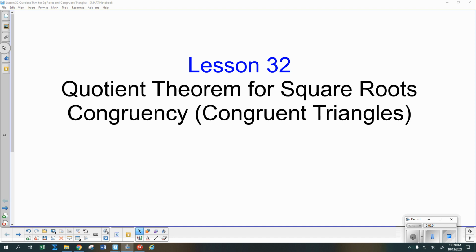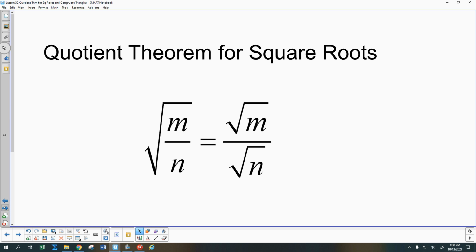In lesson 32, we're going to simplify some more square roots, and we're also going to talk about congruent shapes, especially congruent triangles. So today we're going to be talking about square roots of fractions. And we have a quotient theorem for square roots that says if you have the square root of a fraction, you can take the square root of the numerator and put that over the square root of the denominator. It also says you can go the other way because sometimes that's helpful.